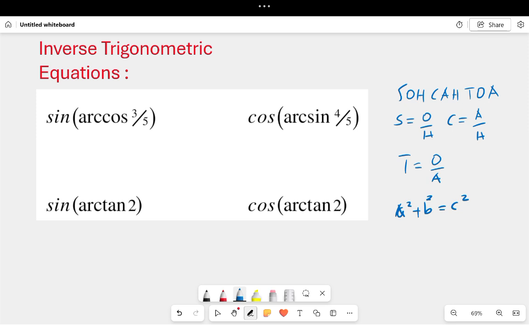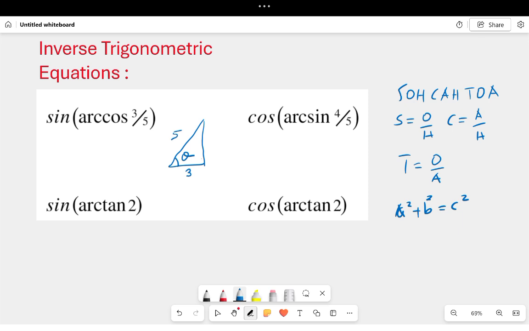The arc cosine of 3 over 5, so the sine of the arc cosine of 3 over 5. So we are going to sketch a right angle triangle here. And over here, we are going to call this angle theta. Now, if I want to talk about cosine theta, it is adjacent, in this case 3, divided by the hypotenuse, which is 5.